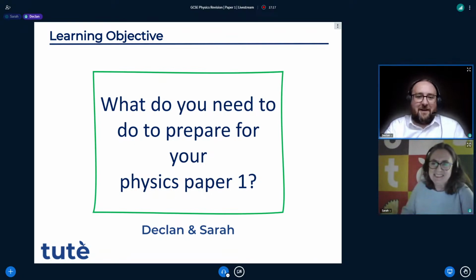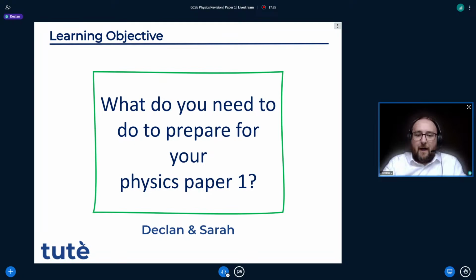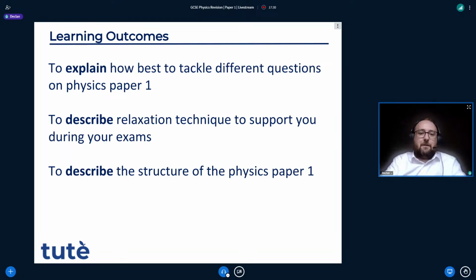Well, thank you very much, Sarah. So we're starting off with our learning objective for this evening's session. Our learning objective is, what do you need to do to prepare for your physics paper 1? It breaks down into 3 learning outcomes for us this evening.